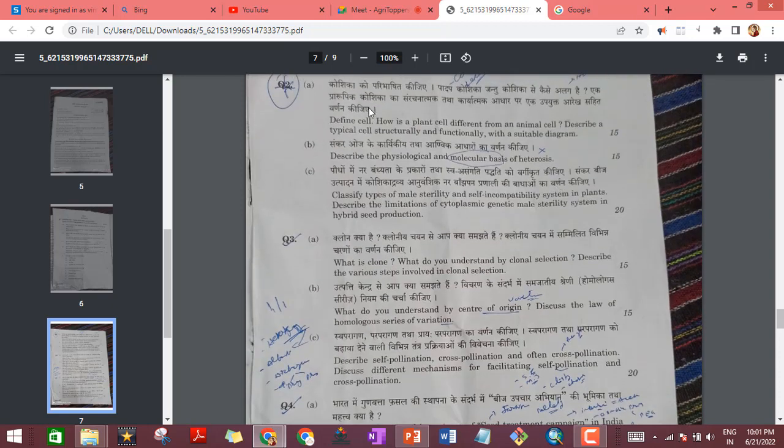So here you can see: define cell and physiological and molecular basis of heterosis, classify male sterility clearly. Let us discuss this at a completely different time, because it will take a lot of time.